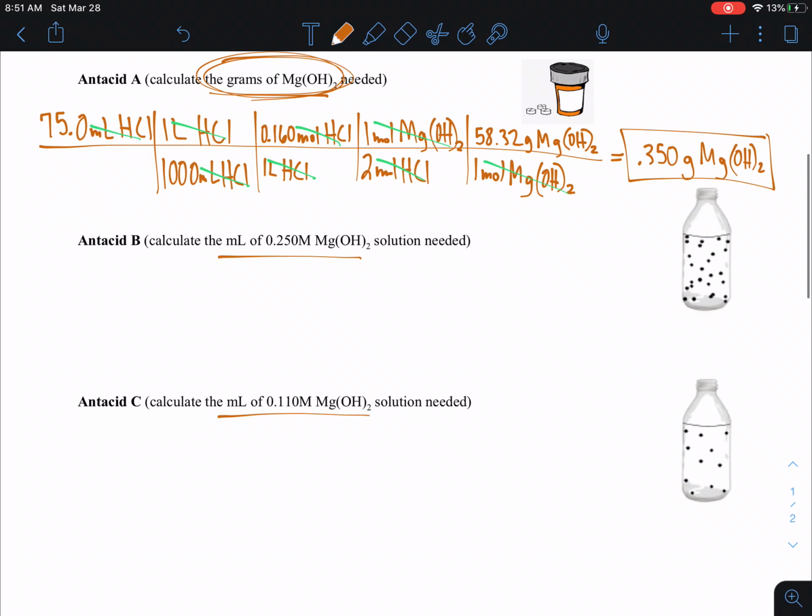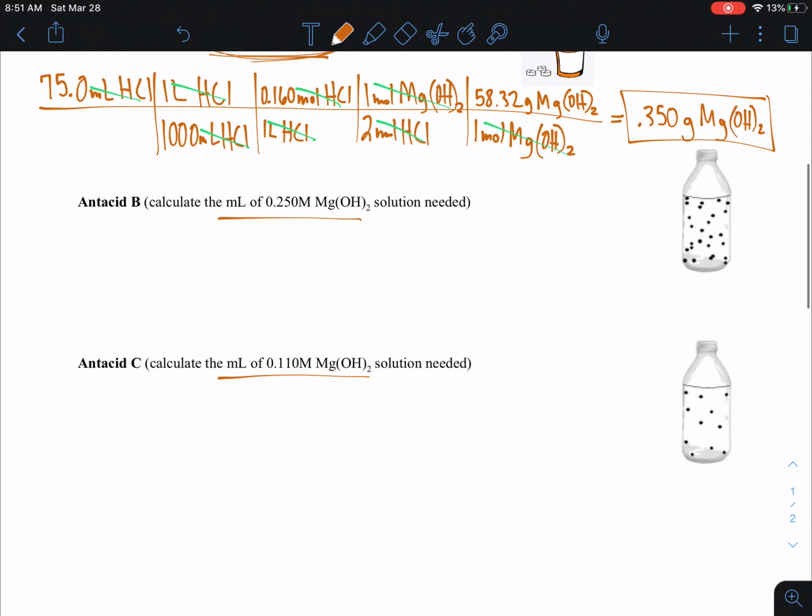All right, now antacids B and C are each solution. So I kind of drew this little bottle here and noticed that one of the solutions is more concentrated. The top one is 0.25 molar and the bottom one is only 0.11 molar.